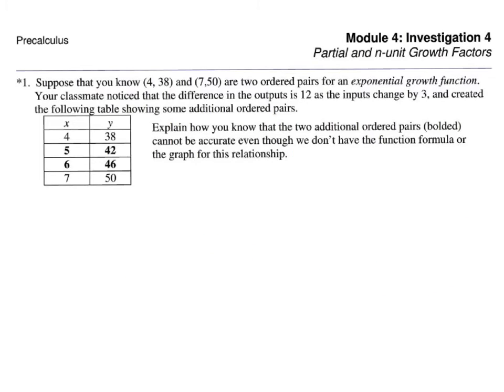With this fact that we know about exponential functions, consider question 1 in Module 4, Investigation 4. Are the proposed output values of 42 and 46 correct if there is an exponential relationship between x and y? Explain why or why not.